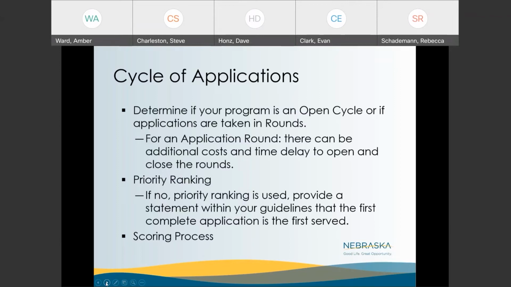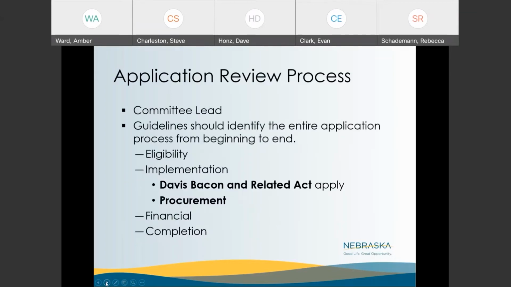The community will develop a priority ranking system. If they don't have any priorities, they'll have it spelled out where the first completed application is the first served, the so-called first come, first serve method of awarding funds. And this will all be identified in their scoring process. Next slide, please.